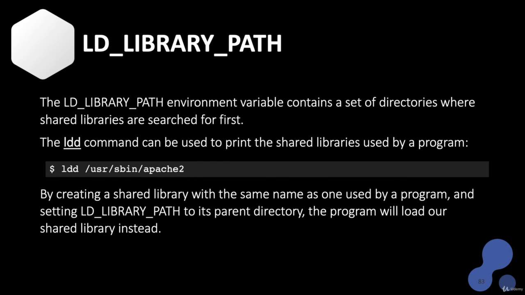LD_LIBRARY_PATH. The LD_LIBRARY_PATH environment variable contains a set of directories where shared libraries are searched for first. The ldd command can be used to print the shared libraries used by a program. By creating a shared library with the same name as one used by a program, and setting LD_LIBRARY_PATH to its parent directory, the program will load our shared library instead.